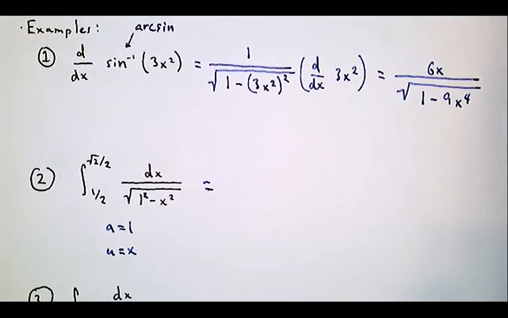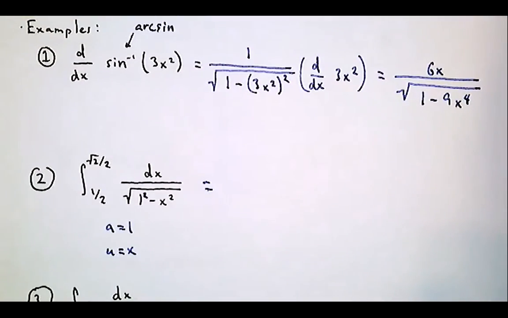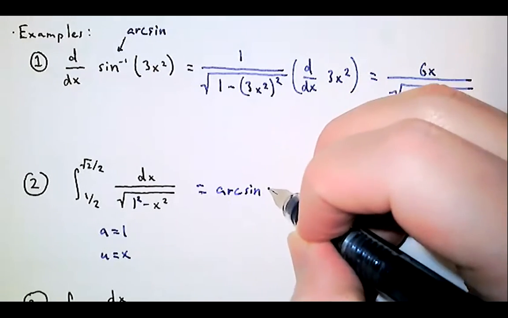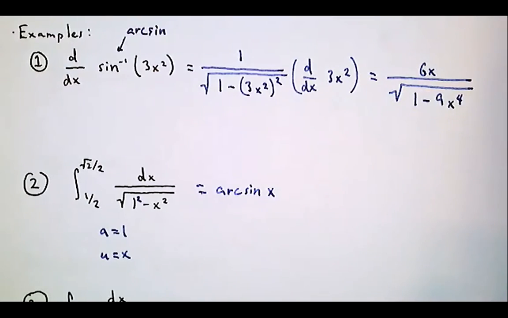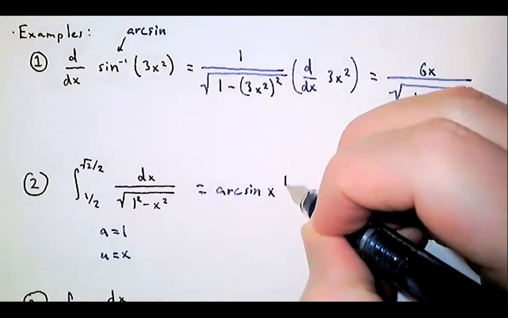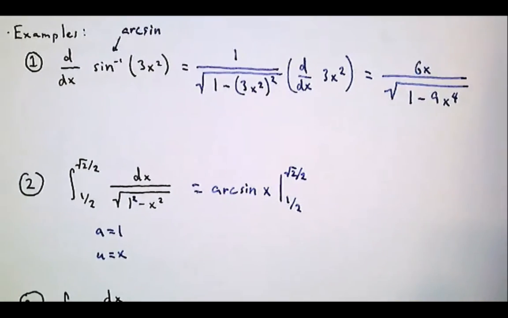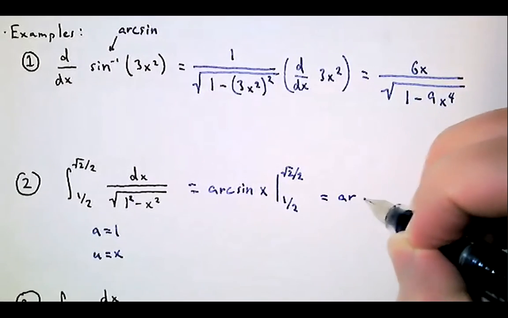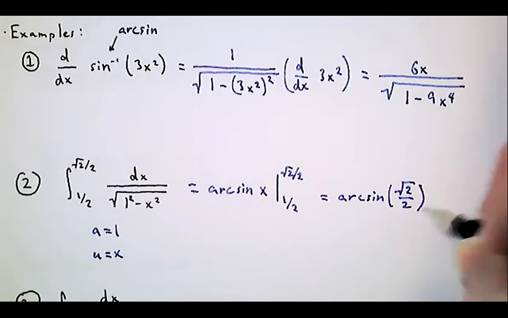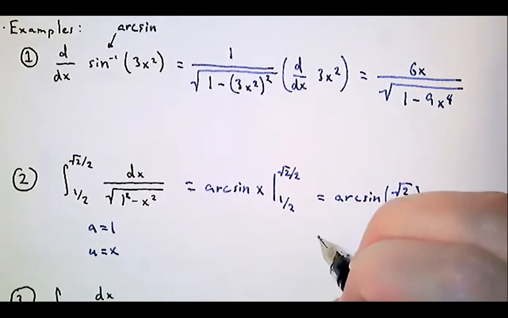We can plug 1 in for a and x in for u, and we get the arcsine of x, or x over 1. But for this particular integral, we have a definite integral, so we still have to worry about our limits of integration from 1/2 up to the square root 2 over 2. So that means we're going to have to think for a minute and remember what arcsine of square root 2 over 2 is, and also what arcsine of 1/2 is.